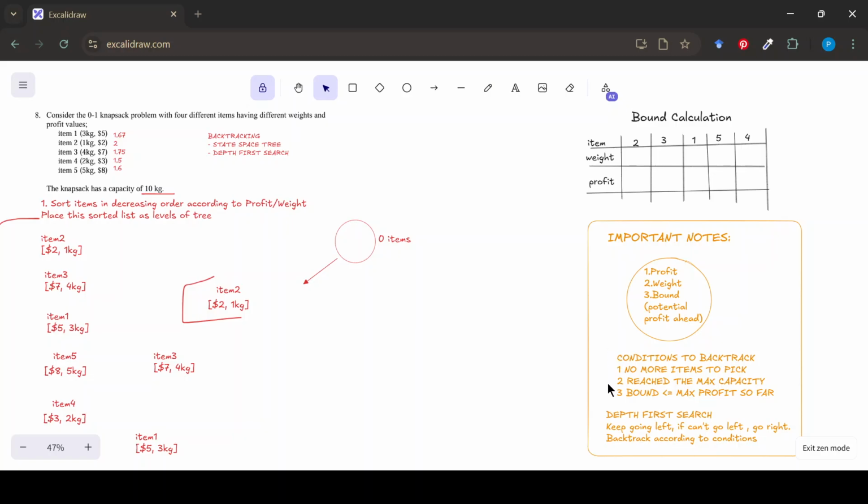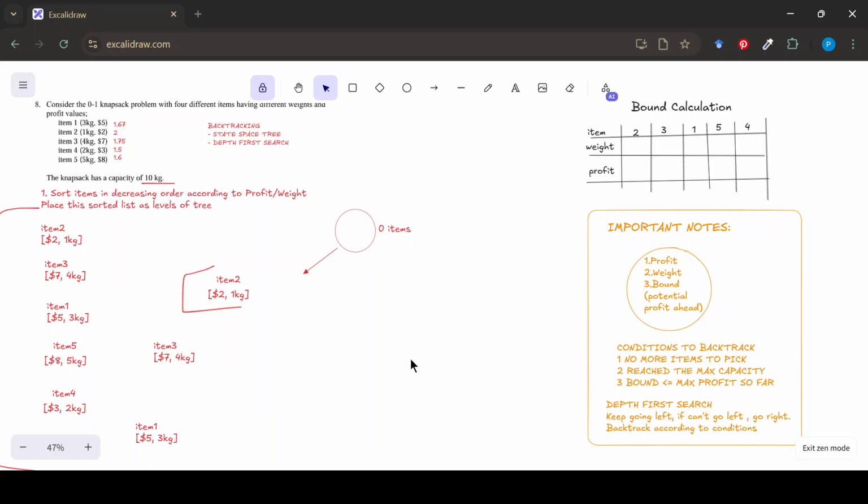Secondly, there are some conditions you need to consider for backtracking. Firstly, if there are no more items to pick up, then you backtrack. If you have reached the maximum capacity of the bag, for us it's 10 kg, then you backtrack. And if your bound is less than or equal to the maximum profit found so far, then you backtrack. As you travel to a new node, you'll be calculating the profit and you keep track of the maximum profit found so far. You need to compare the bound and the maximum profit. If your bound is smaller than the maximum profit, then you backtrack.